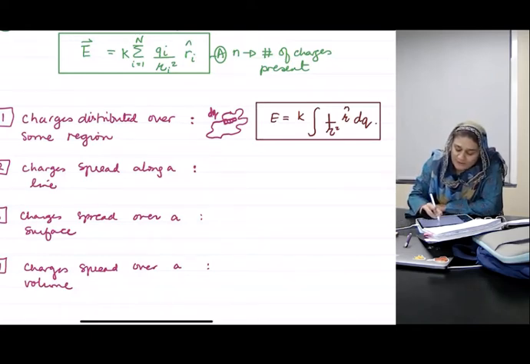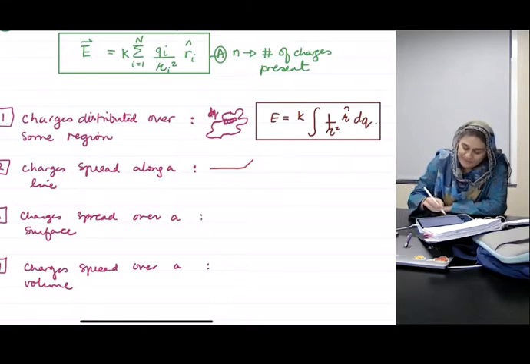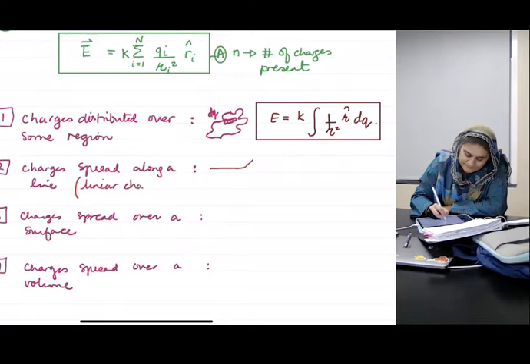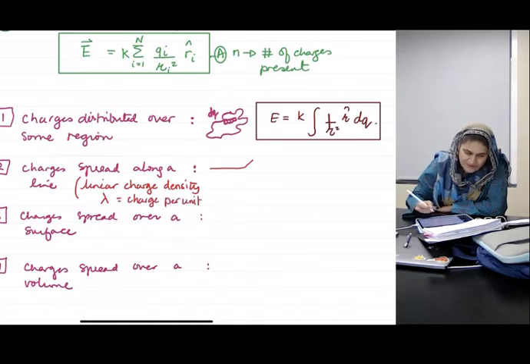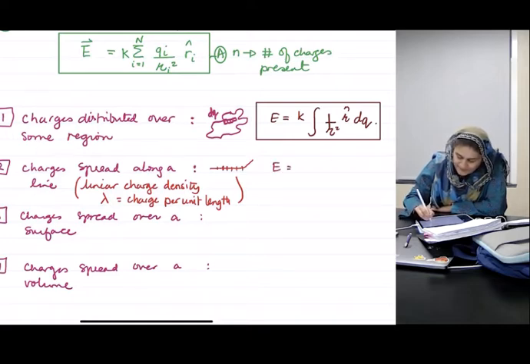When I have the charges spread along a line, can I do the same thing? But in this case, I will have something called the linear charge density, lambda. And lambda is charge per unit length. So may I write this as small dl's as I go forward? E equals K integration lambda R hat divided by R squared dL.